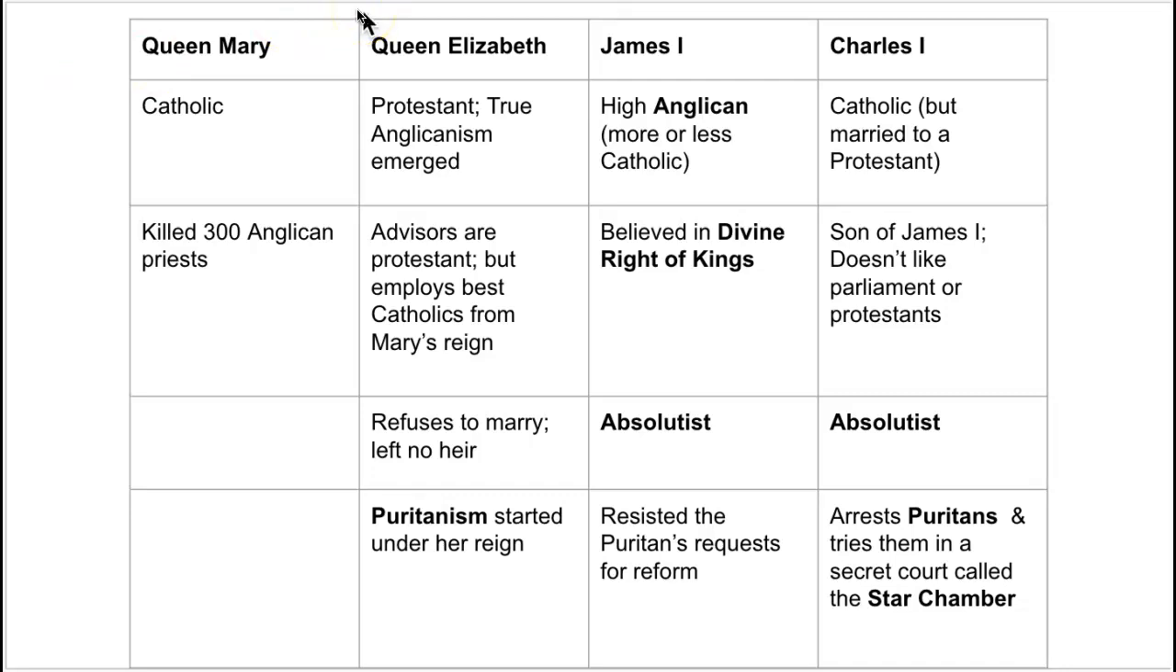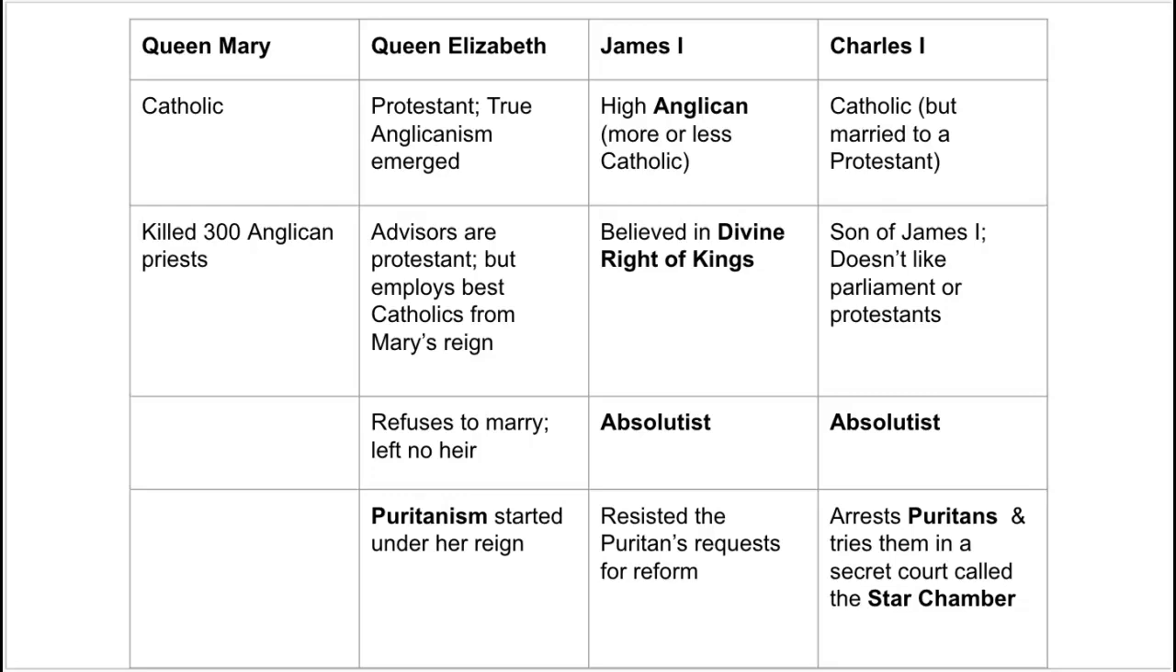After Queen Mary comes Queen Elizabeth, who's quite famous. She's a Protestant. And true Anglicanism, or that English version of Protestantism, emerges. Her advisors are Protestant, but she also employs a lot of Catholics from Mary's reign. She doesn't marry. She leaves no heir, which is an issue. And Puritanism starts under her reign.